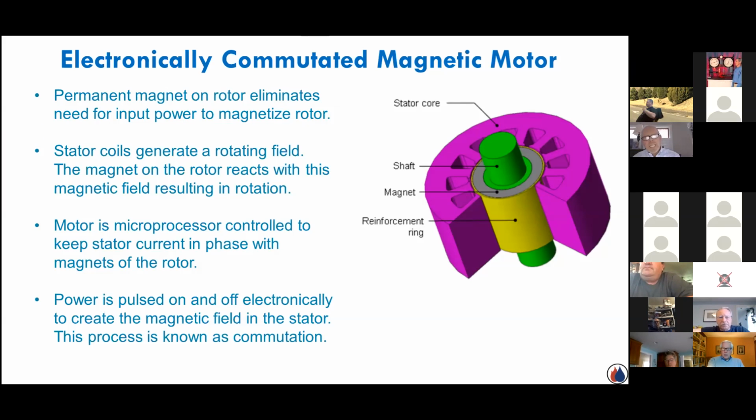Just real quickly, ECM stands for electronically commutated magnetic motor. What happens is there's a permanent magnet on the rotor, and it eliminates the need for input power to magnetize the rotor. So the magnets are already sitting there on the rotor. The motor is microprocessor controlled to keep the stator current in phase. And then lastly, power is pulsed on and off electronically to create that magnetic field. The process is known as commutation, hence electronically commutated magnetic motor.